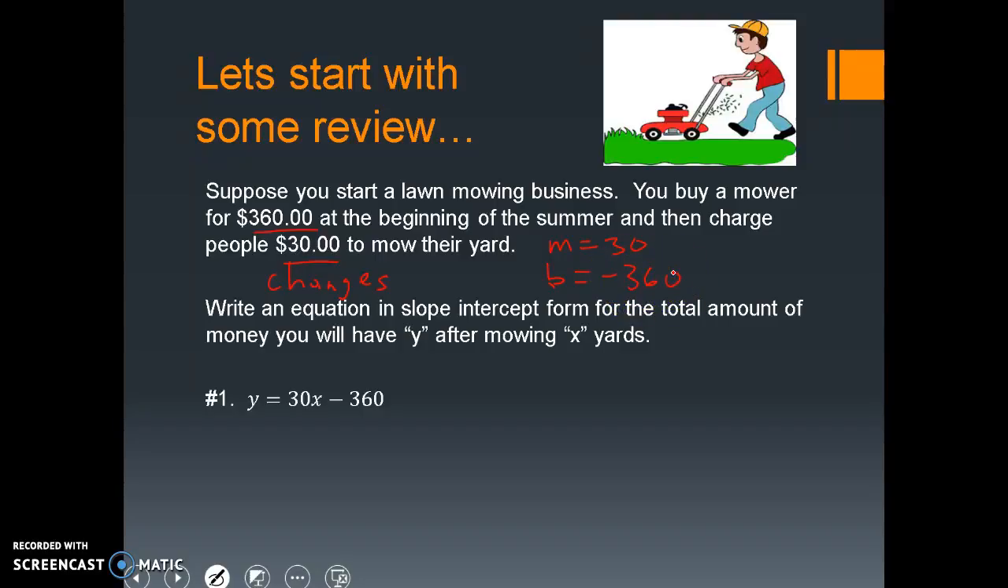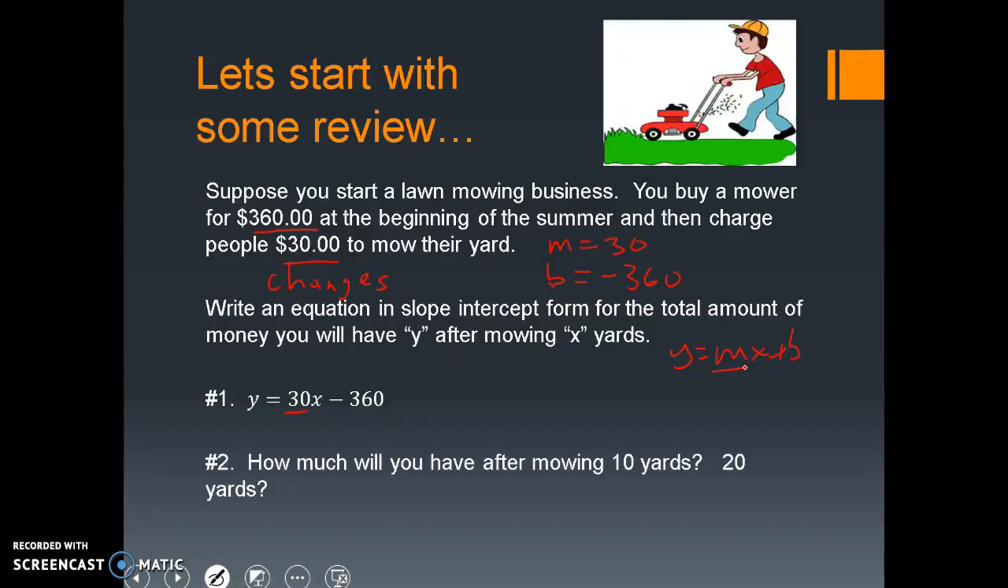And so if we were to write an equation for this, it would be y equals 30x minus 360. 30x because that's the slope, and we know that the slope is going to be y equals mx plus b. So the slope is times the x, and then minus 360 because you started the beginning of the summer being $360 in the hole.